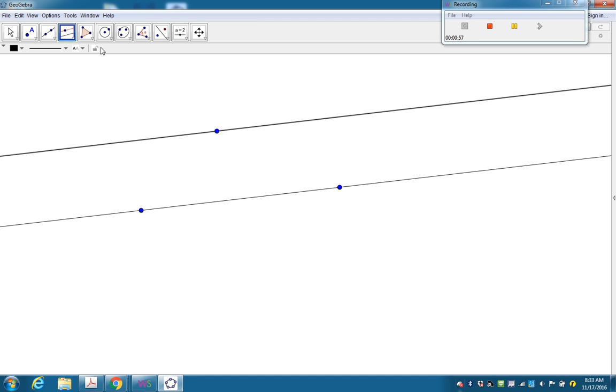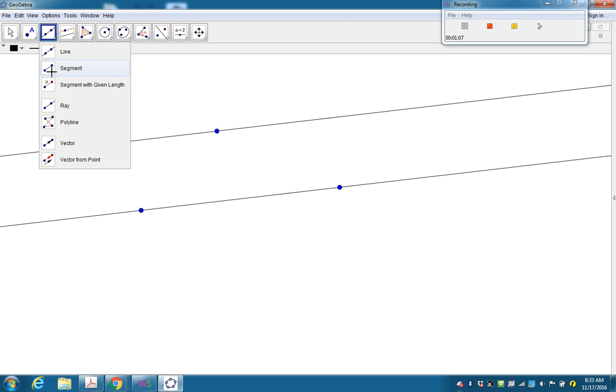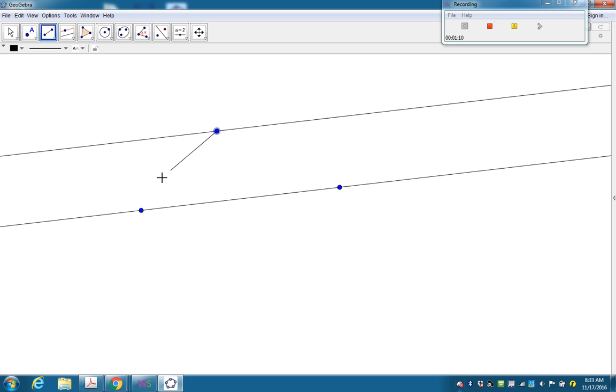Okay, so now what we're going to do, why don't you connect this point to that point with a segment, all right? So I'm going to take a segment, I'm going to connect this point to that point, and click up. Got that? Just connect this point to that point with your segment tool. Got it? Yes? Okay.